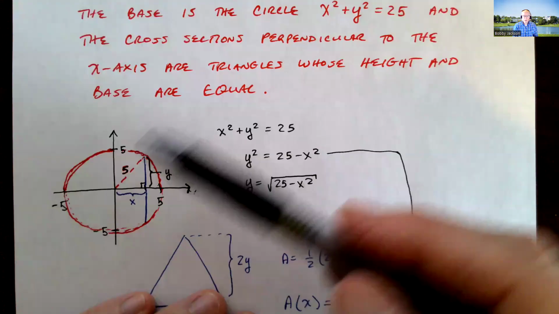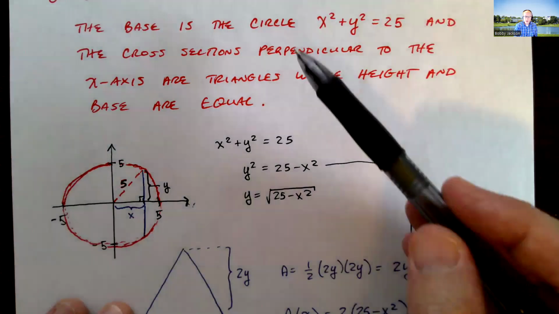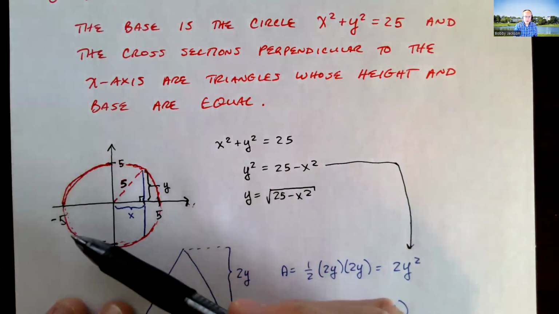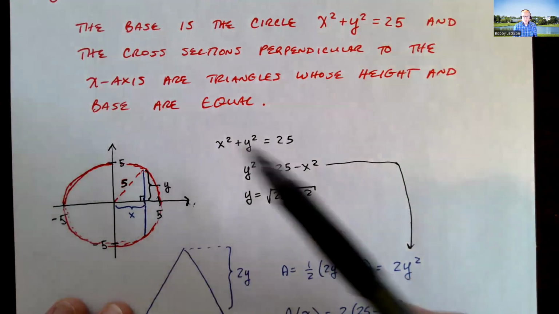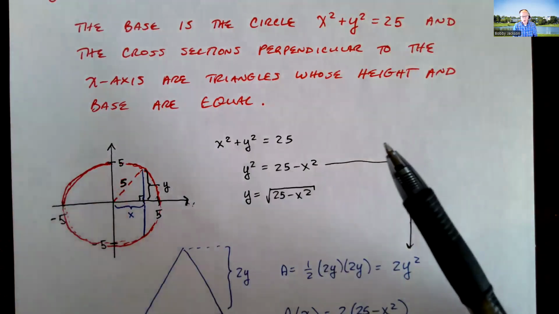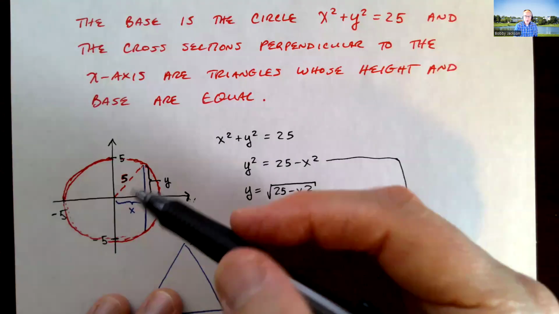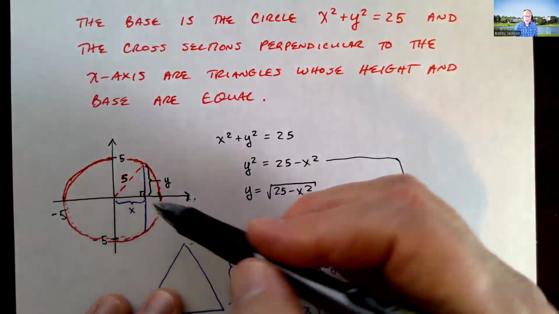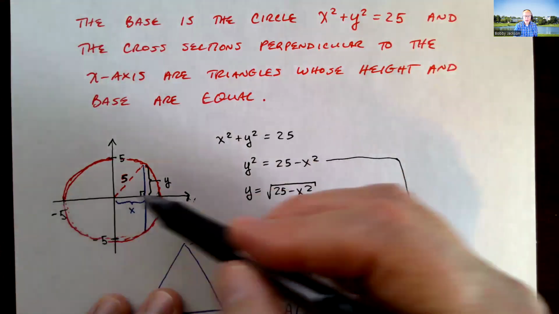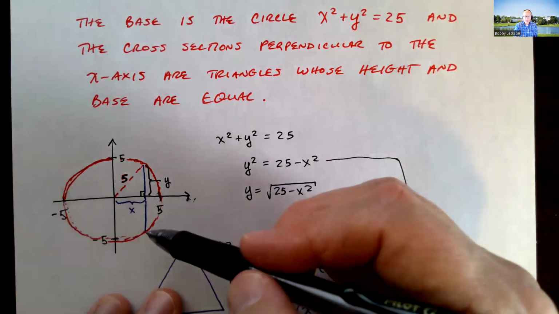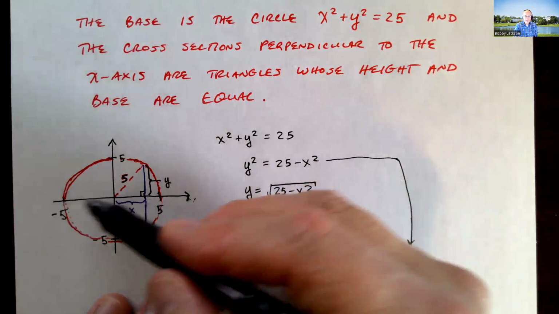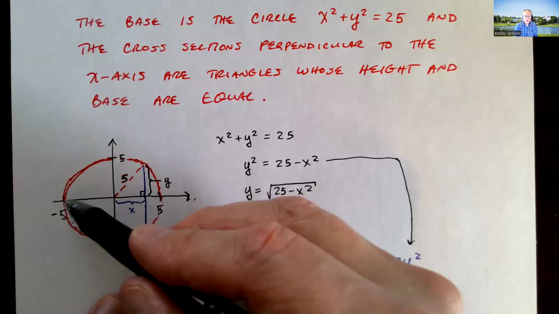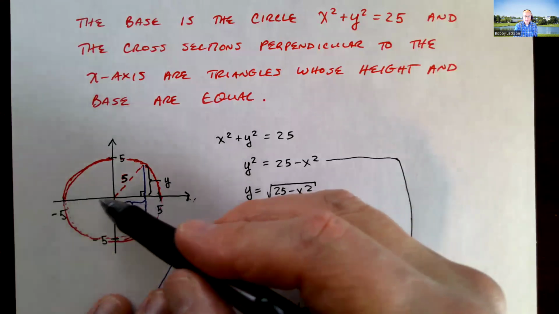So to set this up, I'm going to think of this circular base here. I'm going to put it in the xy plane. So this object is coming out of the paper towards us. And the cross sections perpendicular to the x-axis. So here's the x-axis. Of course, I'm going to be talking about x from -5 to 5. I'm going to vary x.